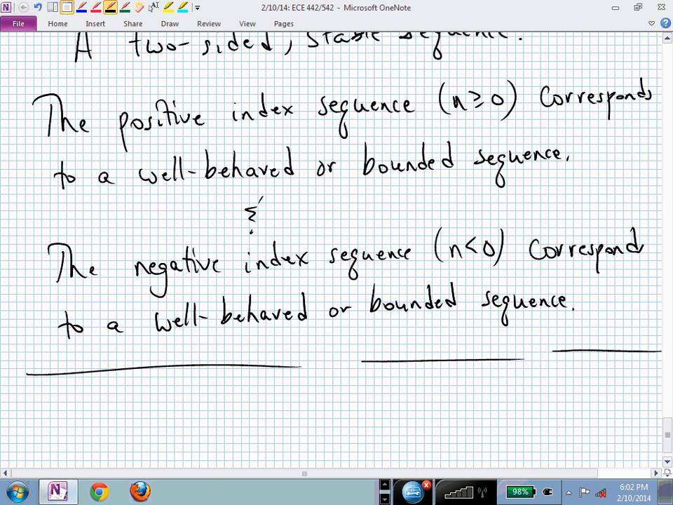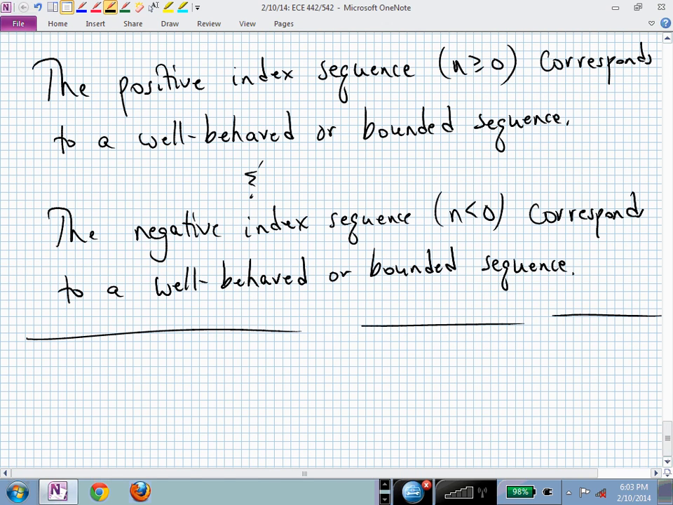Yes? I'm sorry? Oh, does it matter which side the time index 0 is living in, positive or negative? I probably should have said, instead of the positive, I should have said non-negative index sequence. It's usually associated with the positive part of that time axis, in 0 and positive. Was that your question? That's the convention.